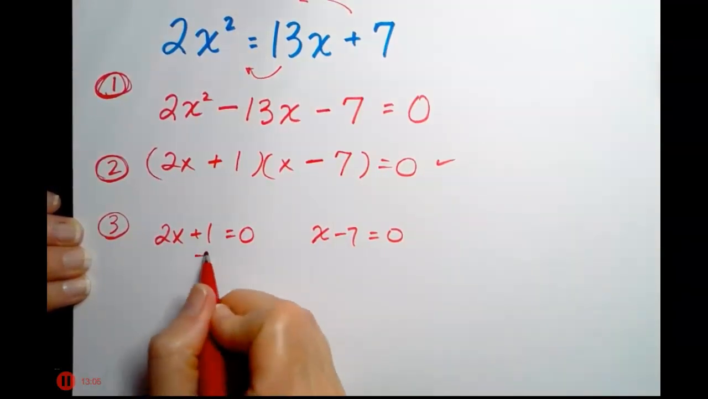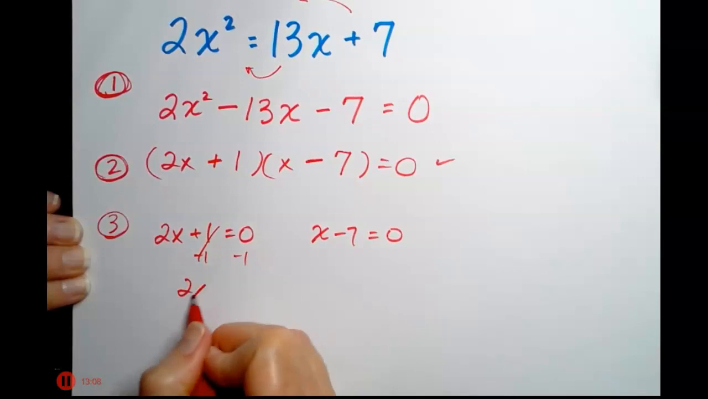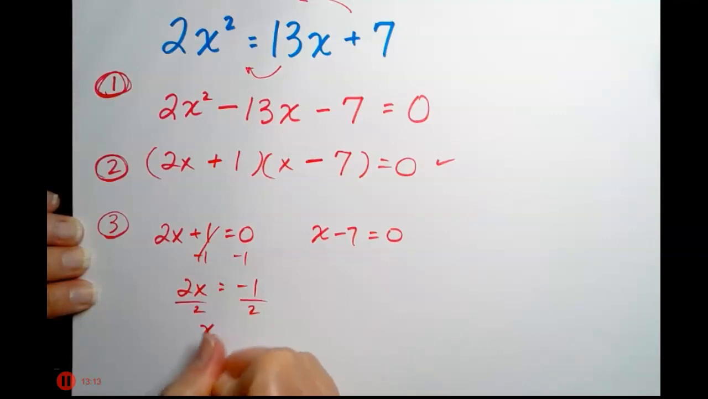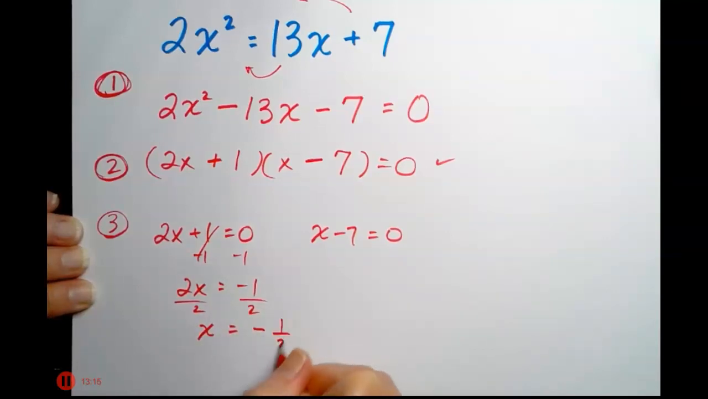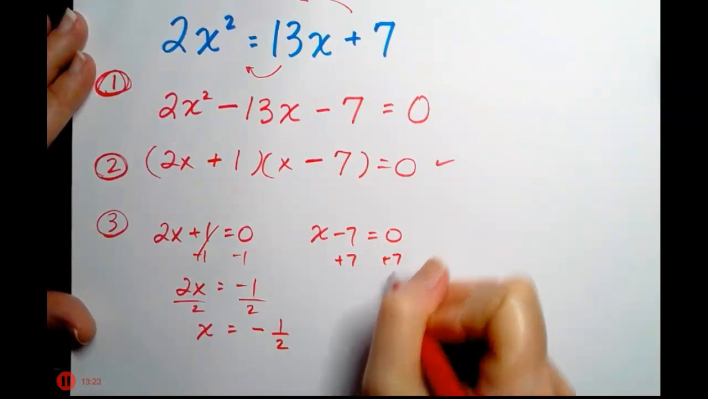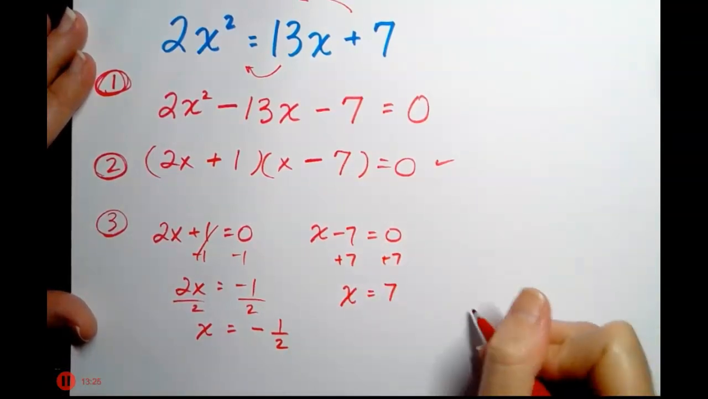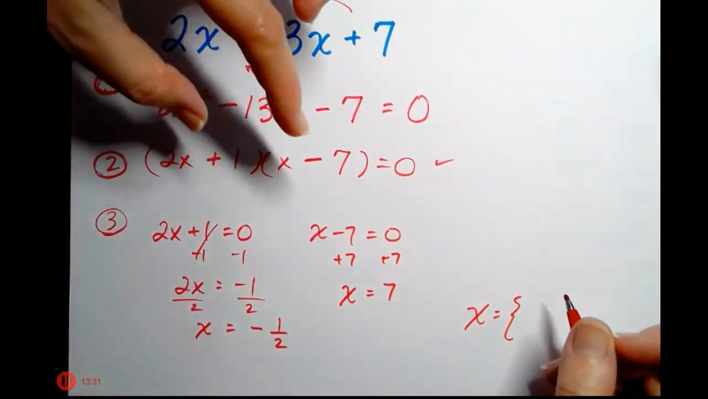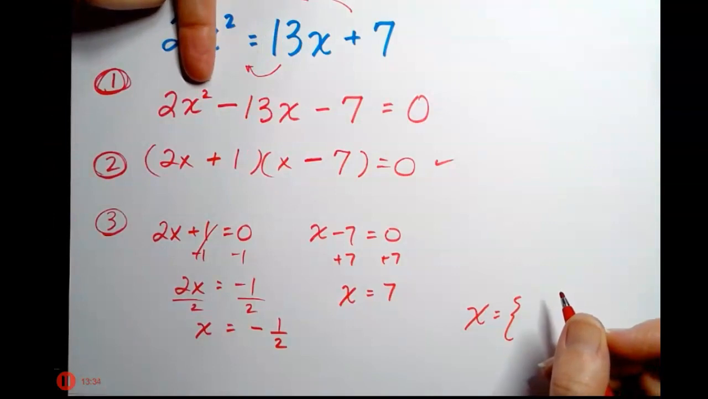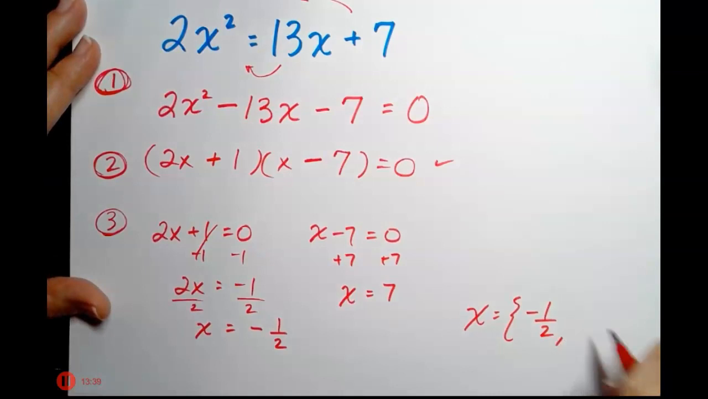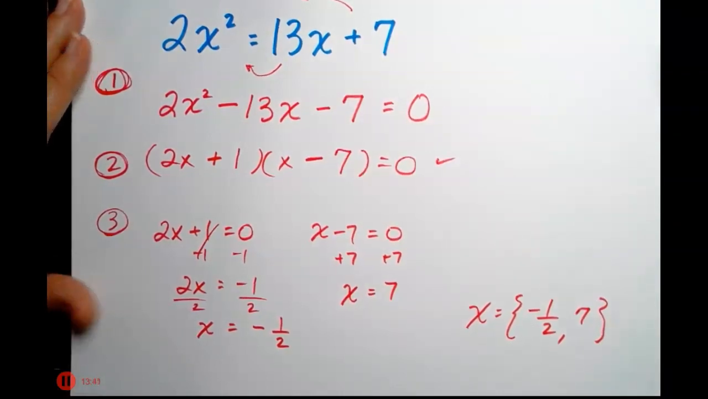So on the first one, minus 1, 2x equals negative 1, divide by 2, x equals negative 1/2. Remember, fractions are our friends. Don't panic, just leave them as fractions. Plus 7, x equals 7. Our solution set contains 2 answers because there are 2 factors, and this is a quadratic equation. So 2 distinct answers here, negative 1/2 and positive 7.